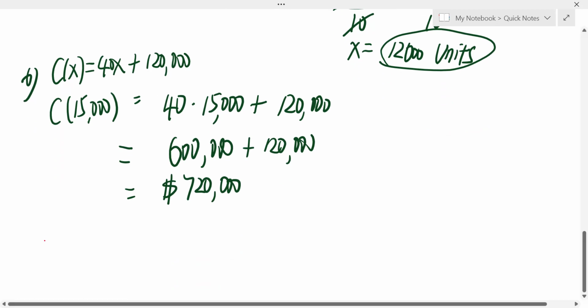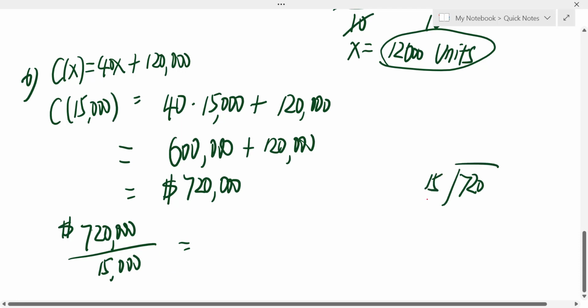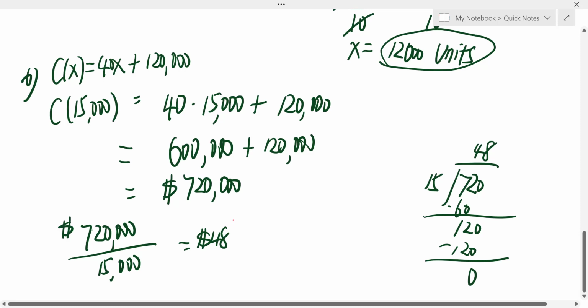So dividing 720,000 by 15,000 units. And let's see what that is, right? We drop 3 zeros, 720 divided by 15. So I'm going to 72, and 4 times 15 is 60. That's 120. If you go into 120, it's 8 times. 8 times 15. So this is $48 per unit average cost.